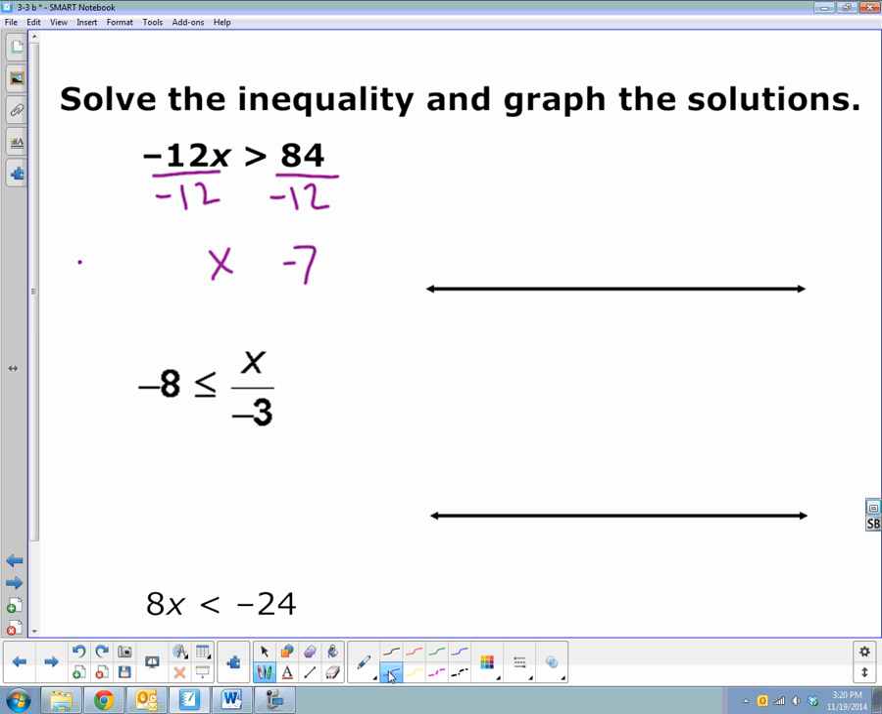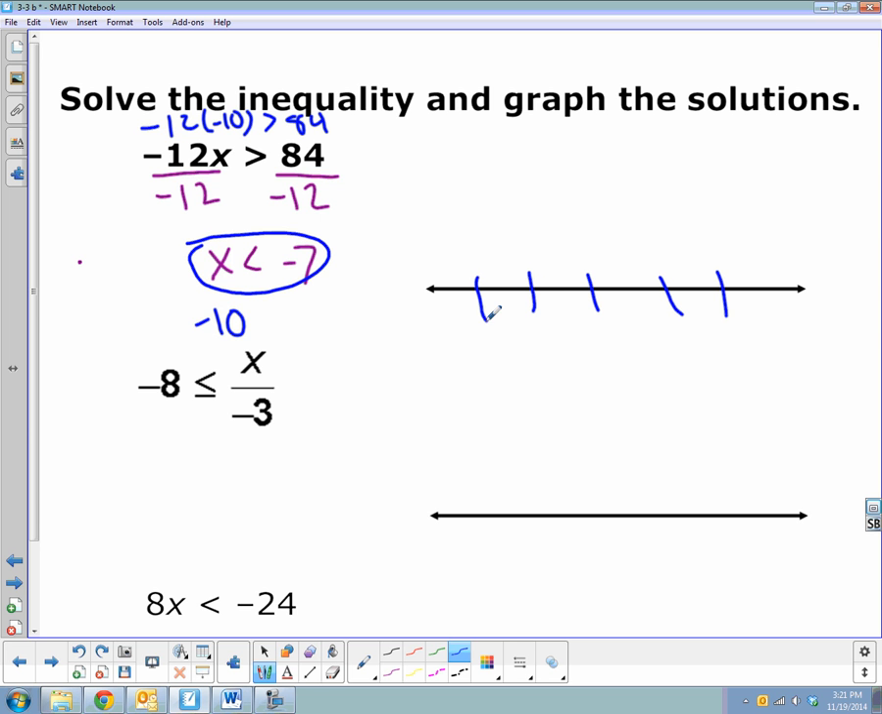However, if I put the symbol the other way, any number less than negative 7, how about say negative 10. Negative 10 is less than negative 7. Negative 12 times negative 10 is 120, and 120 is greater than 84. So it works. And so the final solution then is that x is less than negative 7.